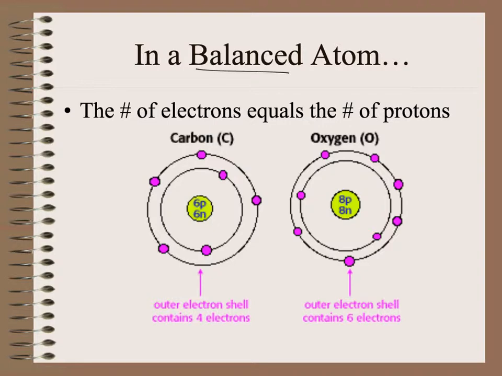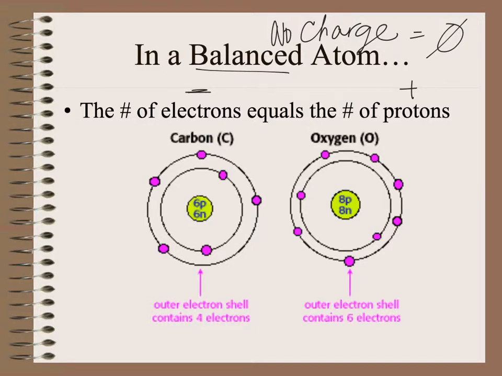A balanced atom just means that there's no charge, okay? To have a charge of 0, we need the number of negatives to equal the number of positives. So the number of electrons in an atom should equal the number of protons if it's a balanced atom and there is no charge.